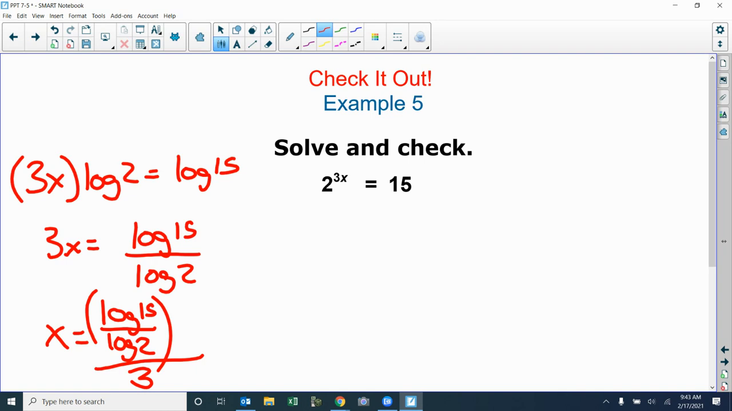Less than 2, isn't it? 1 point something. 1.3. Approximately 1.3. Good enough, that's fine. Is everybody feeling okay about these? Let's keep going.